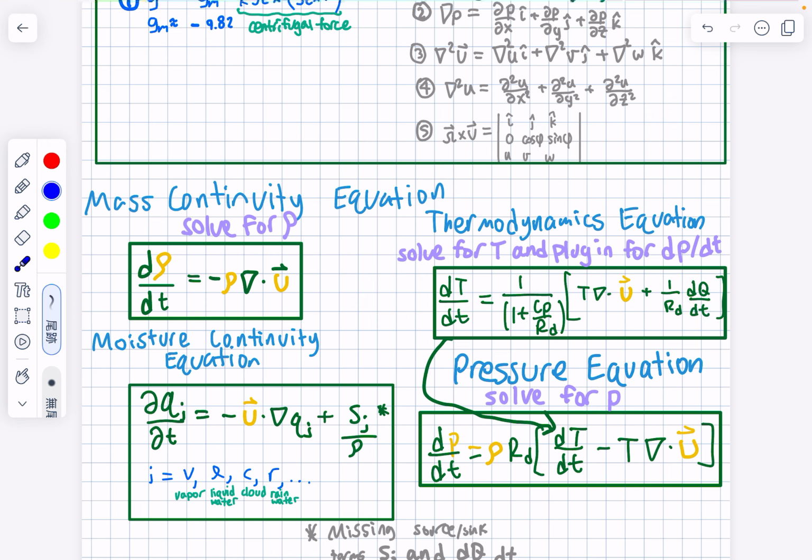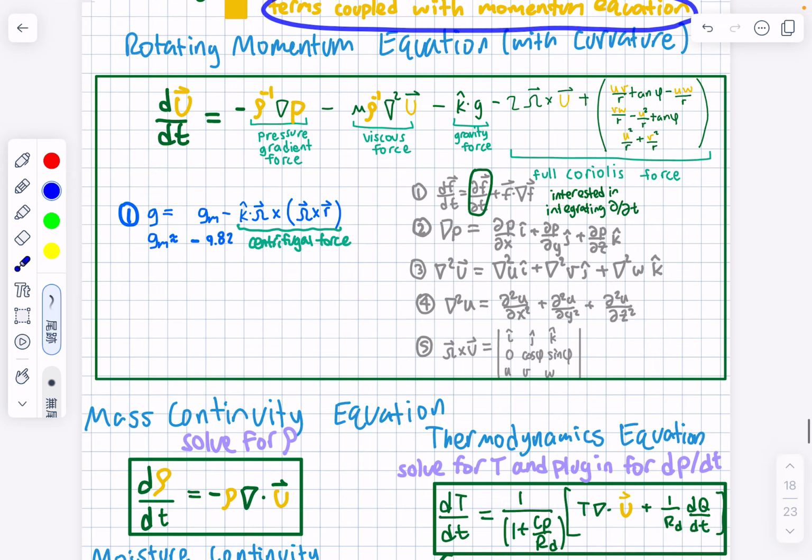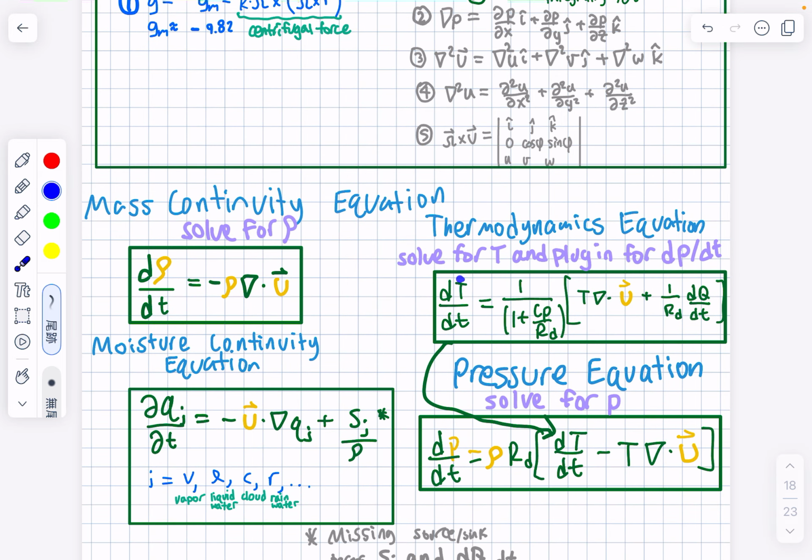If you notice, some of these are in gold. I did not make T gold because what gold represents is terms coupled with the momentum equation. Temperature is not in the momentum equation, but pressure is, and we do need this equation to solve pressure. We do also want to know the temperature so we can make a prediction of temperature. That's a separate thing. But once we get dT, we can also use that to update pressure.